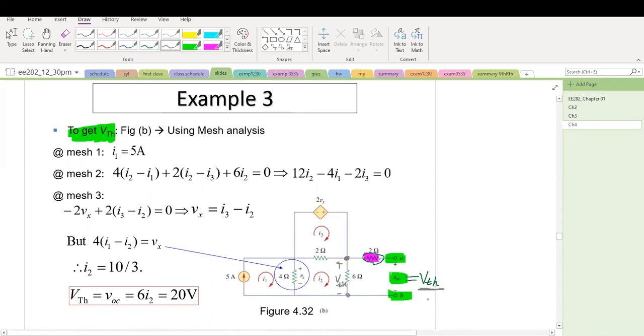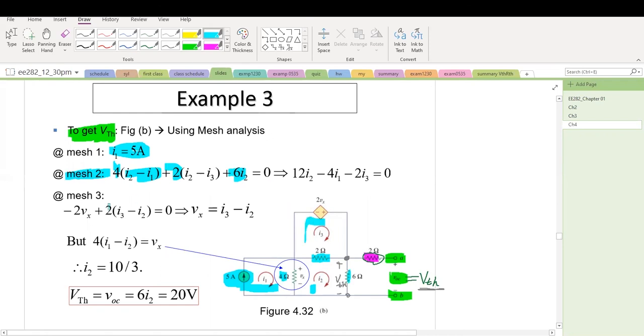And again, we can use mesh analysis. Notice that this independent source is here now. To obtain VTH, we do not do anything for the independent source. We do not turn it off. Mesh I1 equals 5 A. There's one equation already solved. Let's look at mesh 2 here. 4 ohm, I2 minus I1, and this 2 ohm, I2 minus I3, and then here 6 I2. So that's mesh 2. Let's look at mesh 3.